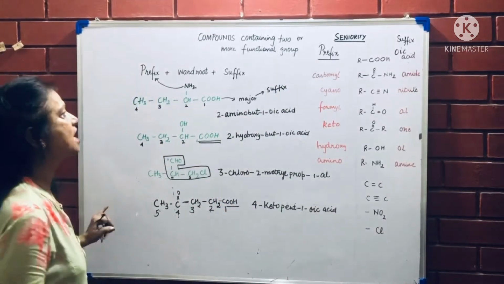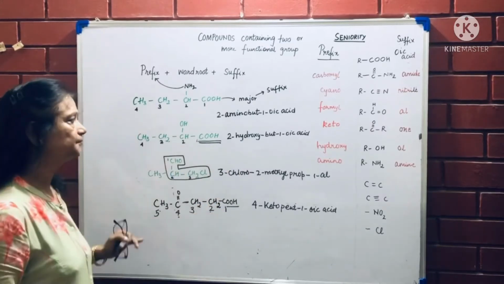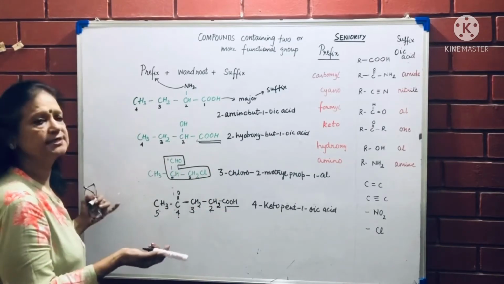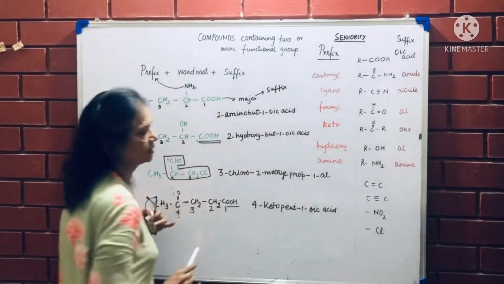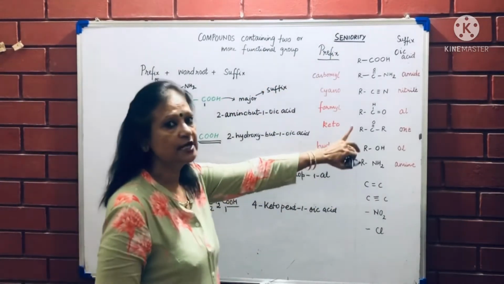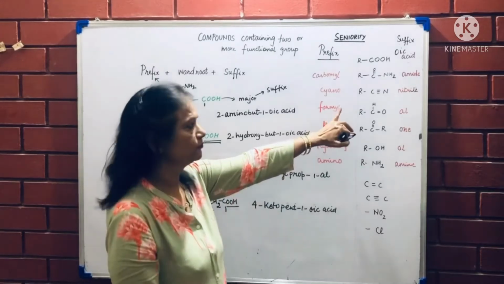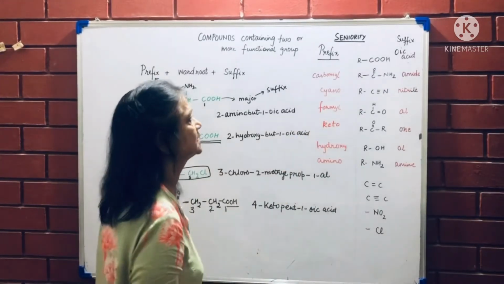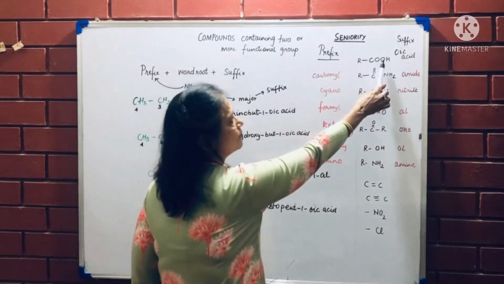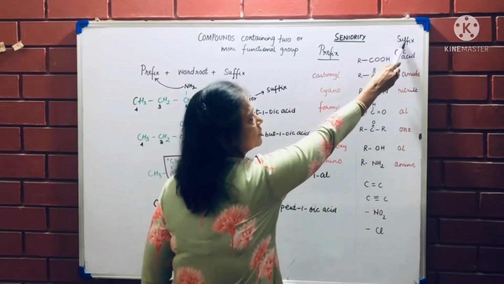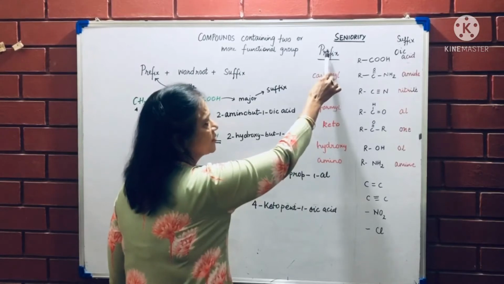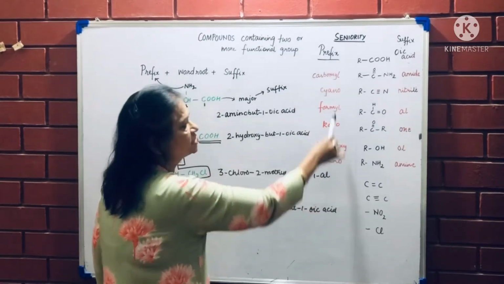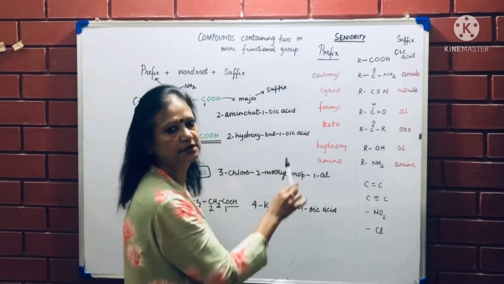So we will have to learn the order. You may be asked, if I give you a compound, which one is the major functional group, so you have to decide according to this. I've given you very few here. There are lots more, but we are doing a little less. So if it is the major functional group, it will be written in the suffix. If it is the minor functional group, it will be written in the prefix, and its name will change accordingly.